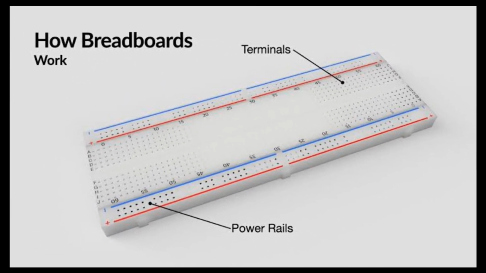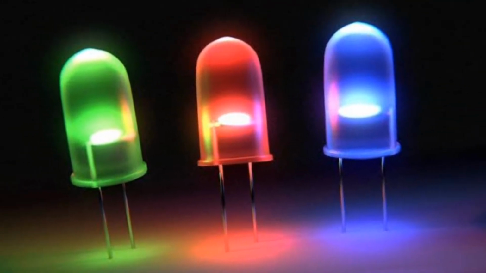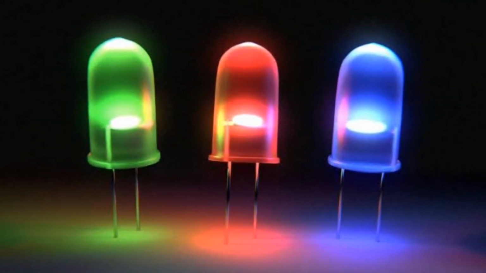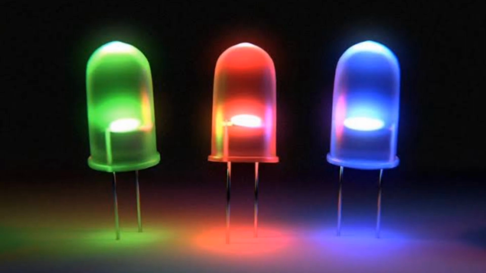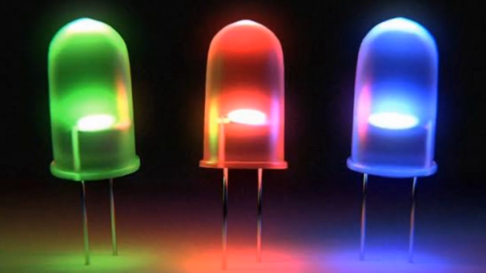To make our circuit connections neat and organized, we'll utilize a breadboard. It provides a convenient platform for prototyping our project. Of course, we can't forget the star of our project, an LED, a light-emitting diode. This is the component that will light up or turn off based on the light level detected by the photoresistor.